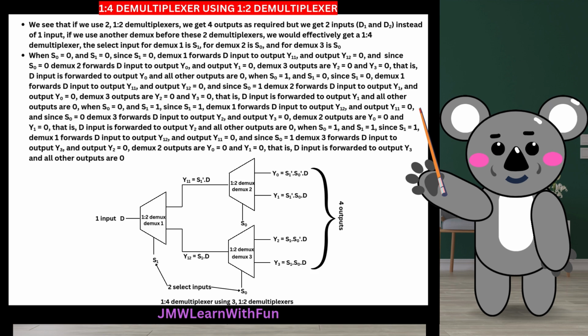The figure shows a 1 is to 4 demultiplexer using 3, 1 is to 2 demultiplexers. Demux 1 has 1 input, D, 1 select input, S1, and 2 outputs, Y11 equal to S1 bar and D, and Y12 equal to S1 and D. Demux 2 has 1 input, Y11, first output of demux 1, 1 select input, S0, and 2 outputs, Y0 equal to S1 bar and S0 bar and D, and Y1 equal to S1 bar and S0 and D. Demux 3 has 1 input, Y12, second output of demux 1, 1 select input, S0, and 2 outputs, Y2 equal to S1 and S0 bar and D, and Y3 equal to S1 and S0 and D.